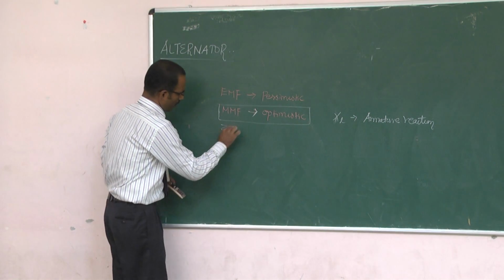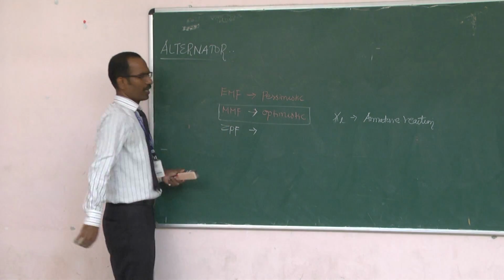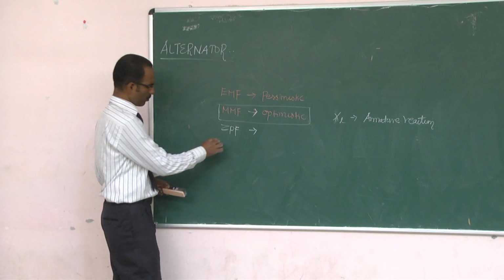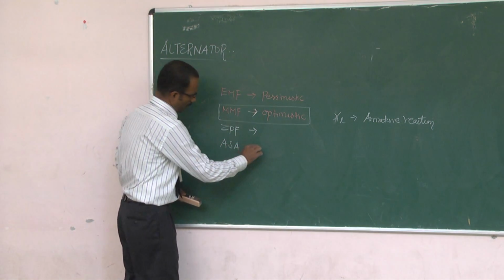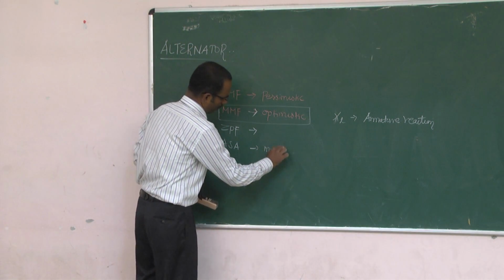Next one is the zero power factor method. By using this Potier method, we will get the accurate value. The last one is ASA. It is the modified MMF method.